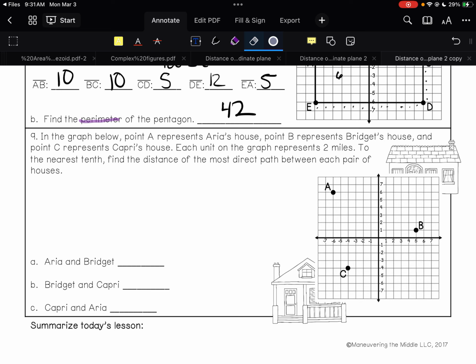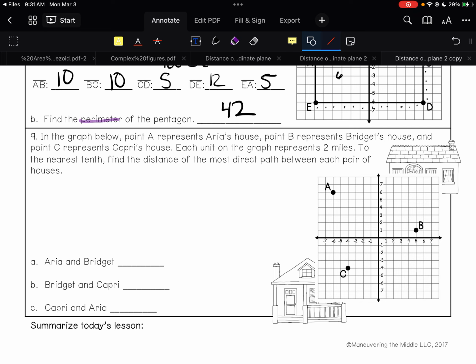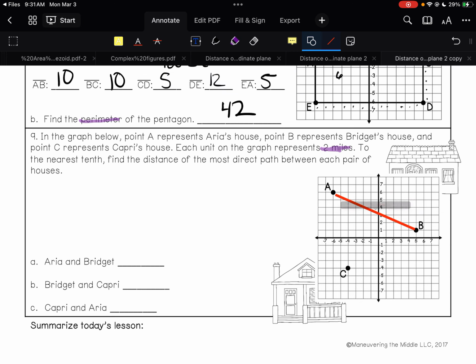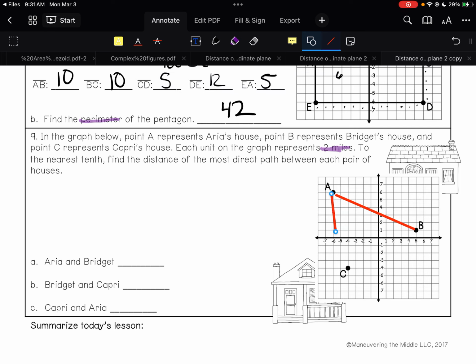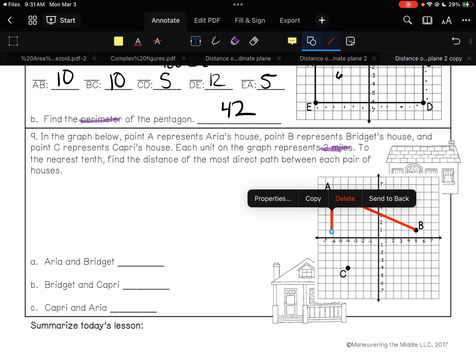So the first thing you're going to want to do is find the distance between each of these houses. You also have to recognize that it's 2 miles. So whatever your distance is going to be, you're going to have to multiply it by 2 to find the miles. So our first triangle we're going to do here is AB. It's going to look like this, between Aria's and Bridget's house here.